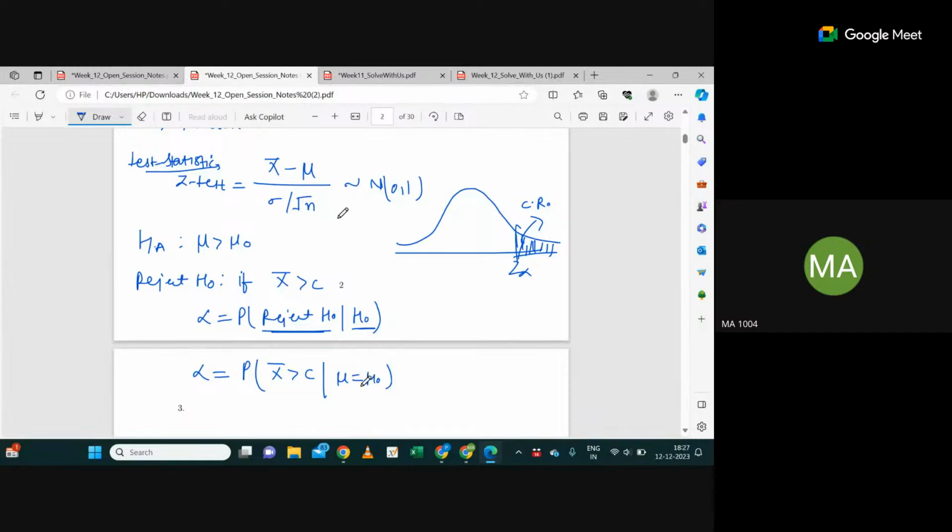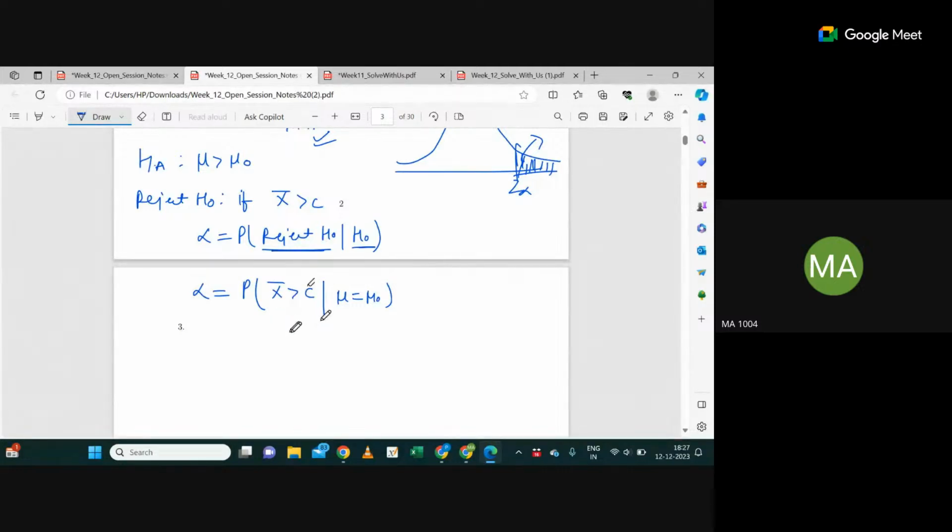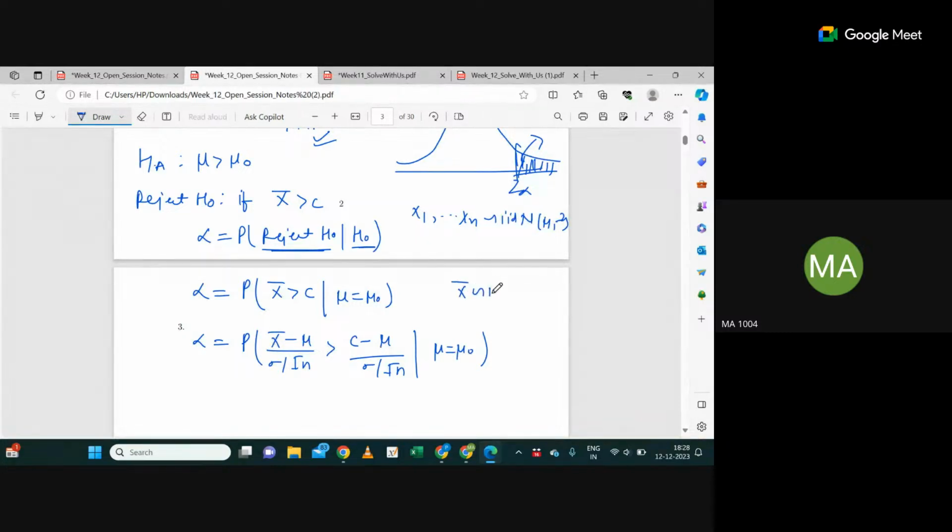Now we know this is the Z test, variance is given to you, so you can convert this x bar into the form of the Z test. So basically you can do x bar minus mu divided by sigma by root n greater than c minus mu. If x1, x2, ..., xn are normal mu comma sigma square, then what will be the distribution of x bar? It will be normal mu comma sigma square by n. So we have to convert this x bar to a standard normal variate.